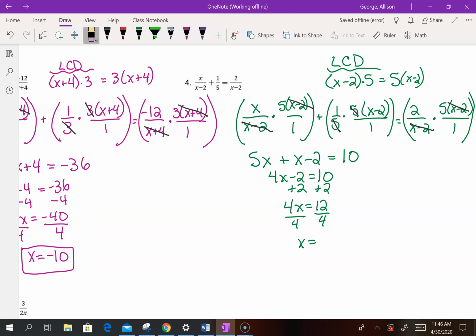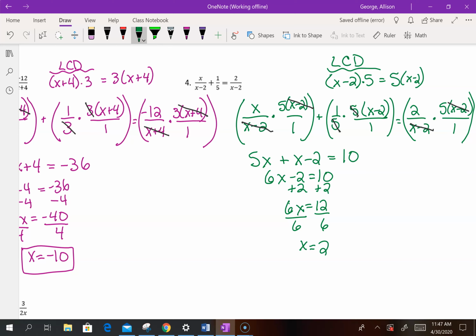Oh, backing up. I messed up right there. 5x plus x is 6x, not 4. Sorry about that, y'all. Alright, so let's check that. So we got 6x equals 12. There we go. So I'm going to divide both sides by 6. I'm going to get x equals 2.